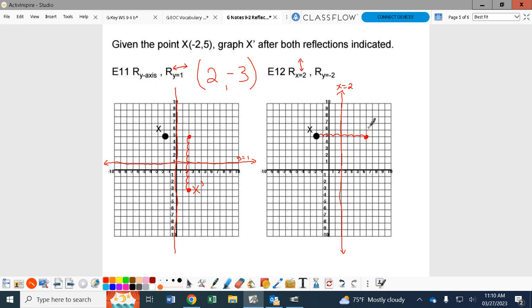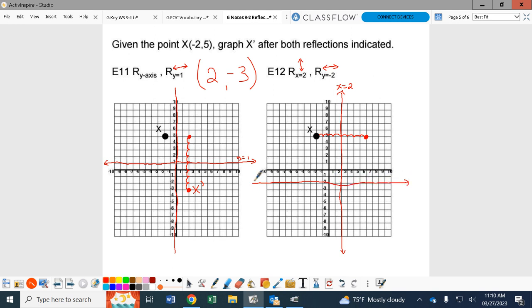We are now going to reflect across a line that is a y equals line. What direction do y equals lines go? Horizontally across. We need to draw a line at y equals -2. Guys, go to the -2 on the y-axis. Draw a line straight across.